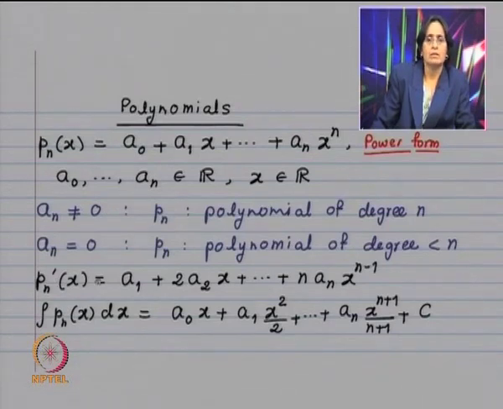The derivative of p n is given by a 1 plus 2 a 2 x plus ... plus n a n x raised to n minus 1. Thus, to store the information about p n, we need to store the coefficients a 0, a 1, ..., a n in the computer. For the derivative, the coefficients a 1, a 2, ..., a n come into the picture, and the indefinite integral is given by a 0 x plus a 1 x square by 2 plus ... plus a n x raised to n plus 1 by n plus 1 plus a constant of integration. Once again, what we need is only the coefficients, and the derivative of a polynomial is a polynomial of one degree less, and the indefinite integral is again a polynomial with one degree higher.